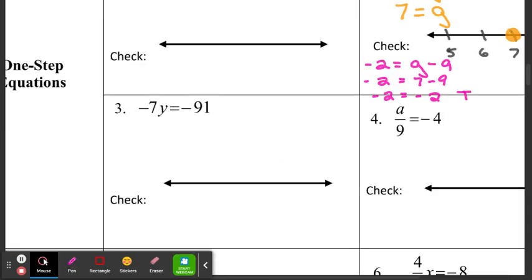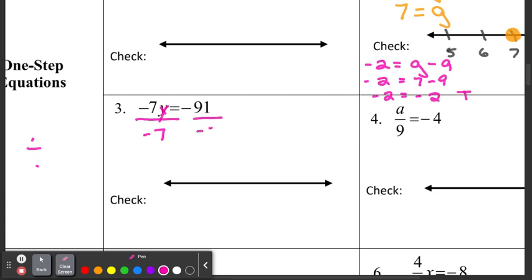Okay, -7y equals -91. Remember, if you have a letter and a number next to each other, it means you're multiplying. So the opposite of multiply is divide. You can show divide like this, but I show it like a fraction. So I'm not going to add 7, because adding is not the opposite of multiply. I'm going to divide by -7. So whatever we do on one side, we do on the other. So that cancels out, and I end up with y equals a positive 13.